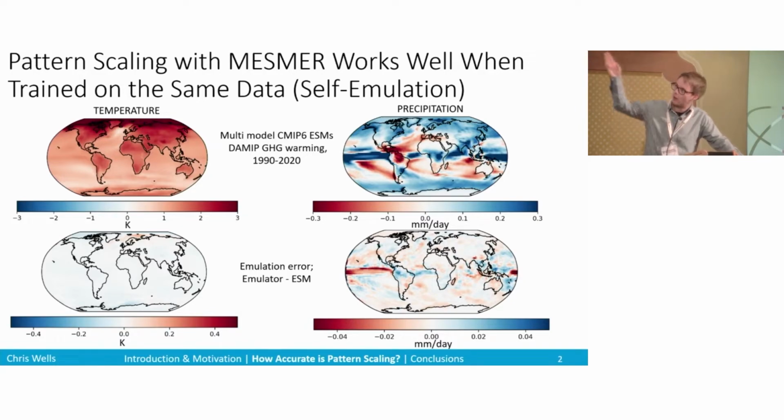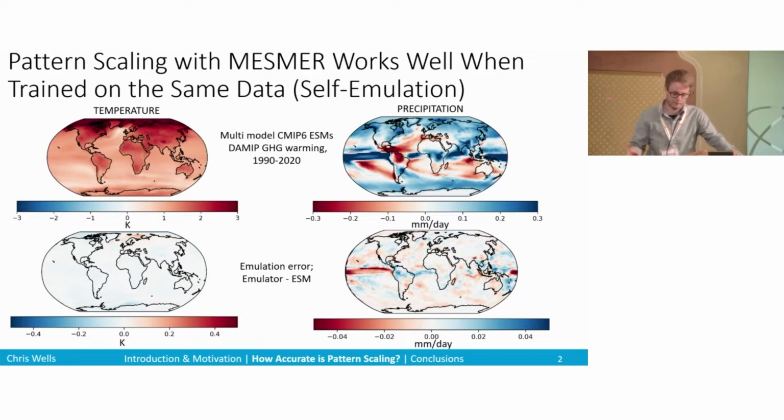So in this case, on the top left, I've got the temperature over the last 30 years from the greenhouse gas scenario. And beneath that is the emulation error. So that's the emulator minus the ESM: the effect that you would expect from pattern scaling minus the actual Earth system model response, which is on the top. And as you can see, the errors are small and quite spatially homogeneous, because there's less of a time dependence on the forcing response and less spatial variation through time.